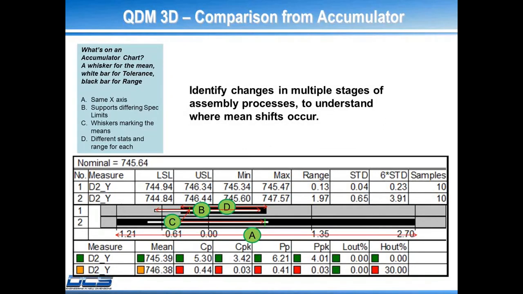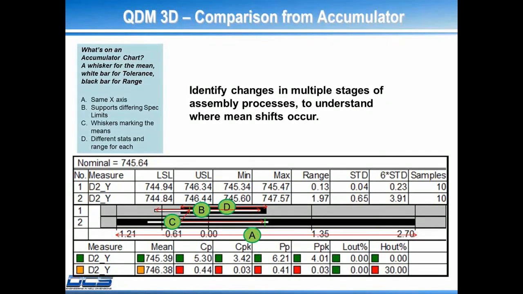So we call this an accumulator chart because it allows you to accumulate multiple stages of chart data and represent them in one concise, easy to understand chart, attached to the leader line to where the measurement happened on the graphics. So it makes it easy for reading, problem solving and root causing.